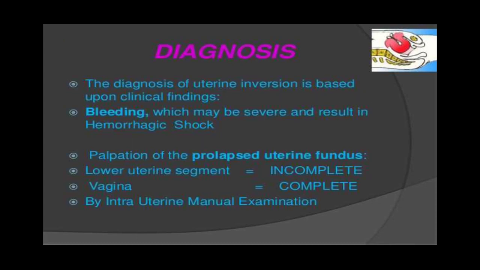Okay, diagnosis. How is it diagnosed? The diagnosis of uterine inversion is based upon the clinical findings, that is bleeding, which may be severe or minor, resulting in hemorrhagic shock. Then palpation of the prolapsed uterine fundus. In this, the lower uterine segment will be incomplete and the vagina will be complete, and by intrauterine manual examination they will confirm whether uterine inversion is taking place or not.